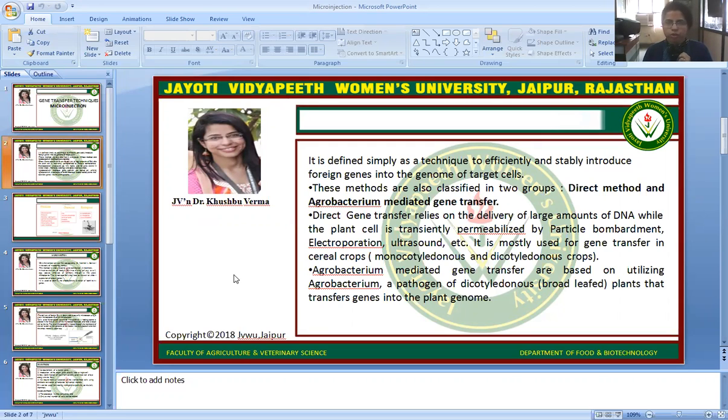These methods are also classified into two groups. First is the direct method and second is the indirect method, or you can say Agrobacterium mediated gene transfer method. Direct gene transfer relies on the delivery of large amounts of DNA, while the plant cell is transiently permeabilized by particle bombardment, electroporation, ultrasound, etc. It is mostly used for gene transfer in cereal crops like monocotyledons and dicotyledons. Agrobacterium mediated gene transfer is based on utilizing Agrobacterium, a pathogen of dicotyledonous plants that transfers genes into the plant genome.